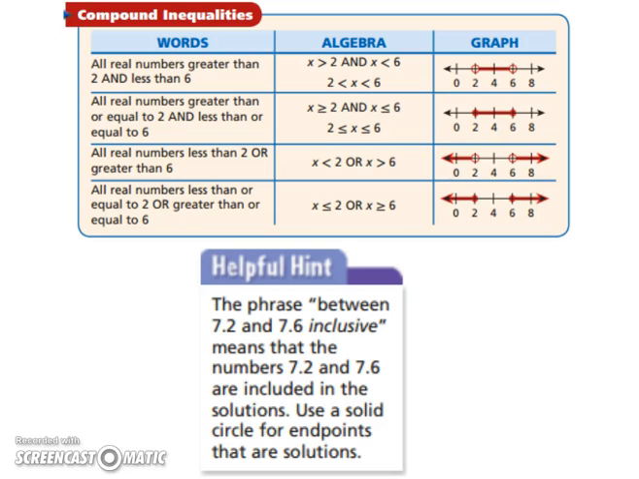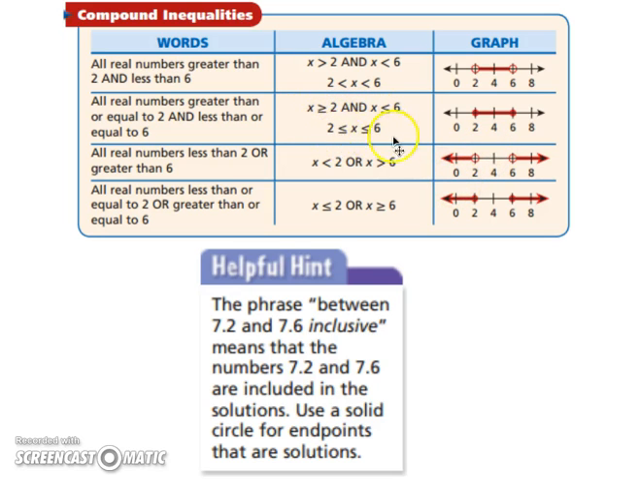All real numbers greater than 2 and less than 6. So your compound inequalities essentially are you're graphing more than one thing on the same graph. If it's an AND statement, you're going to be shading between. If it's an OR statement, you're going to be shading either to the left or the right. So you're going left or right. There's no overlapping of answers.